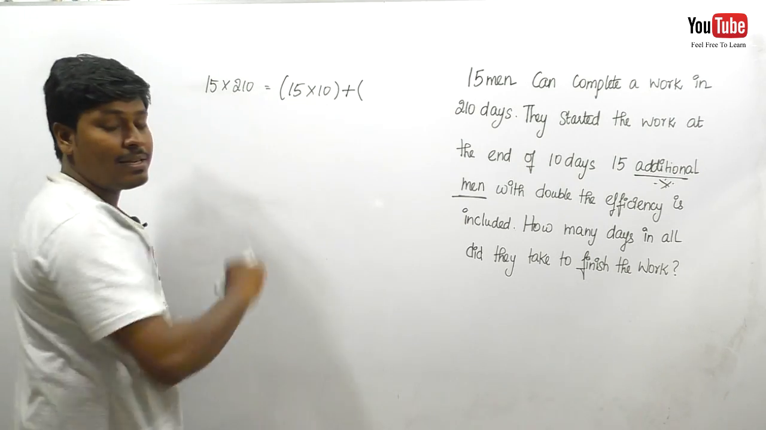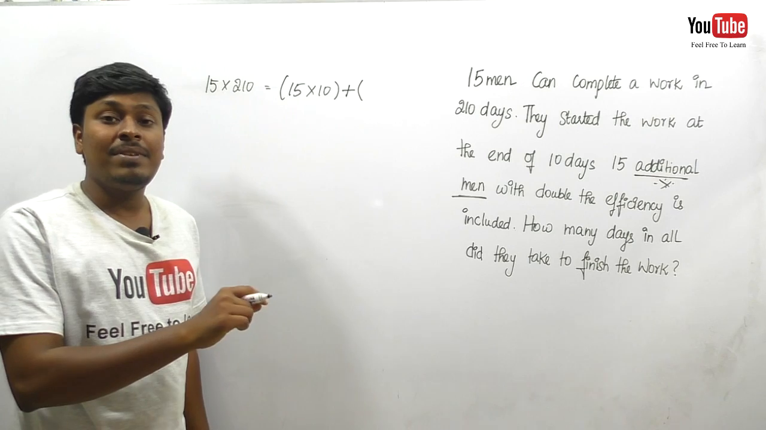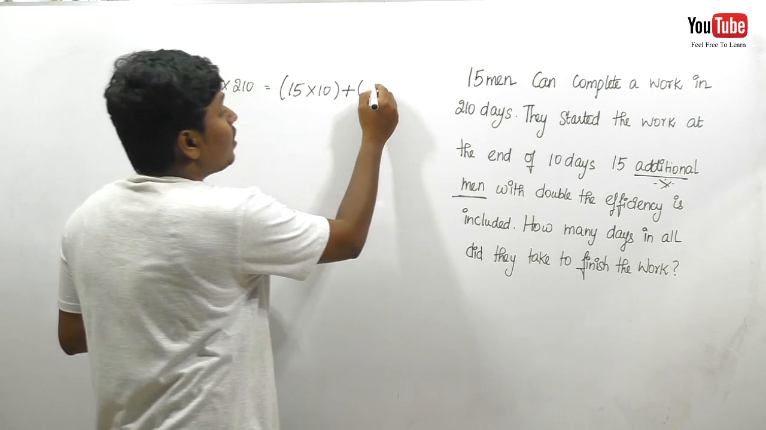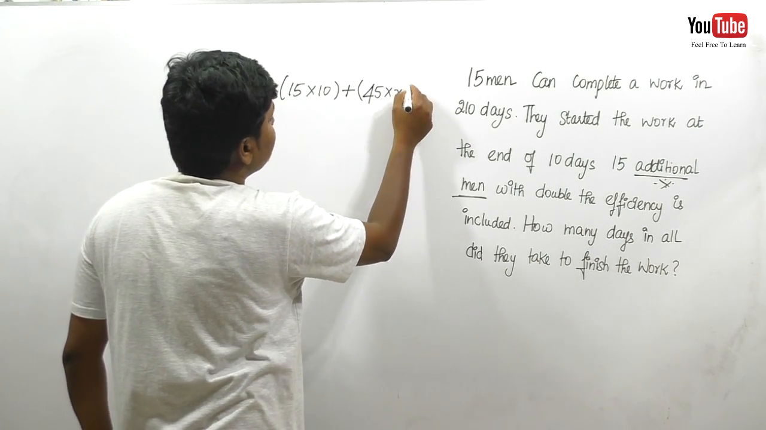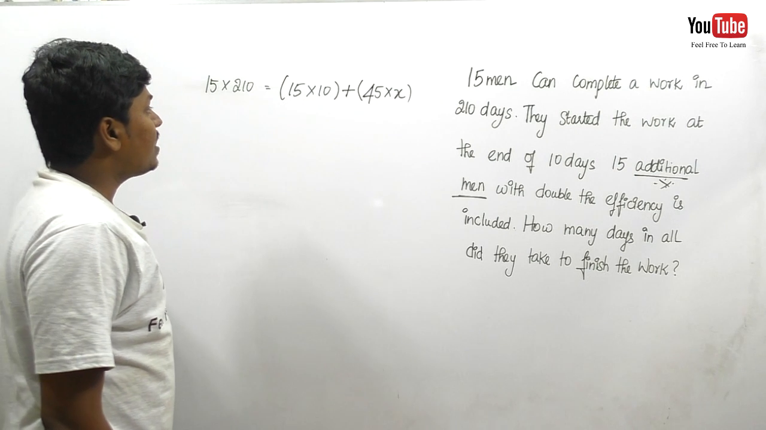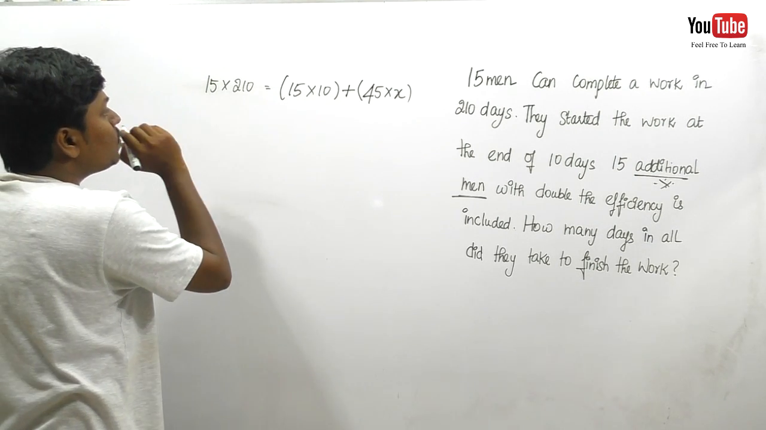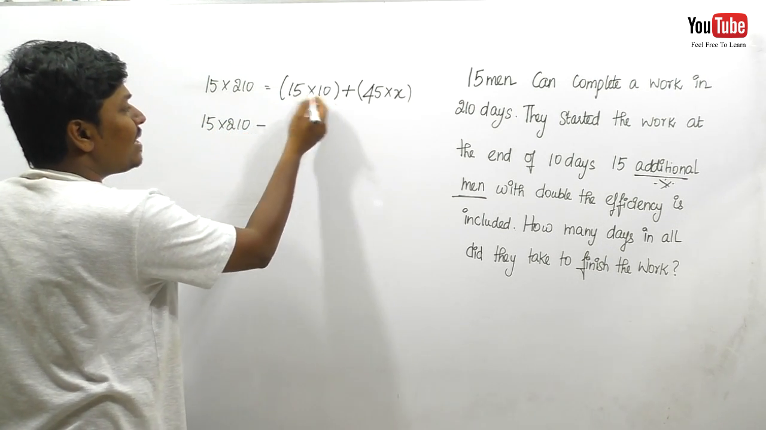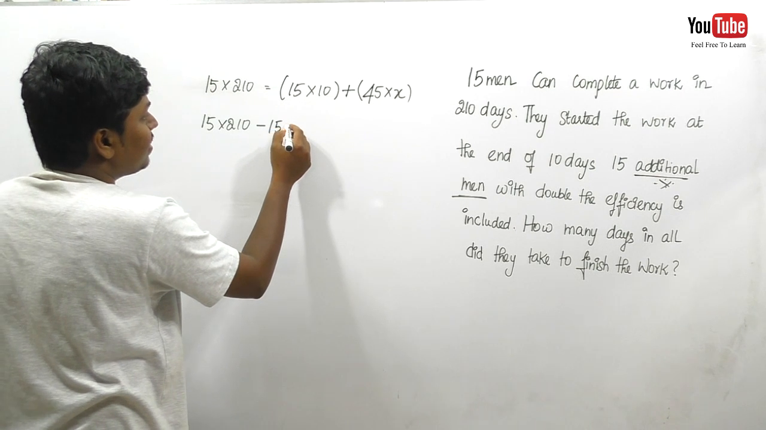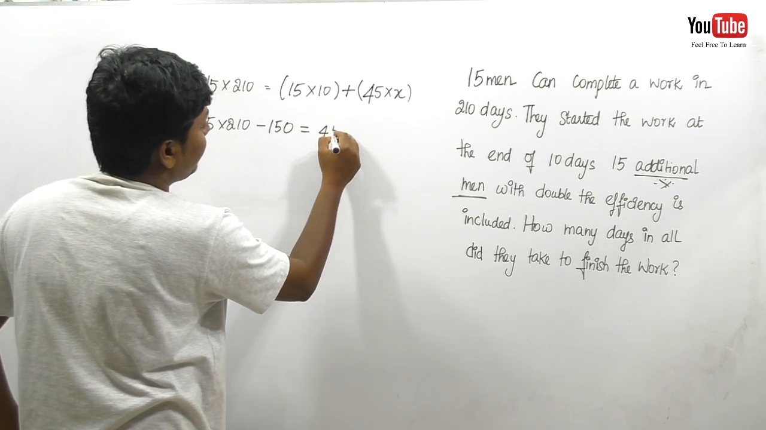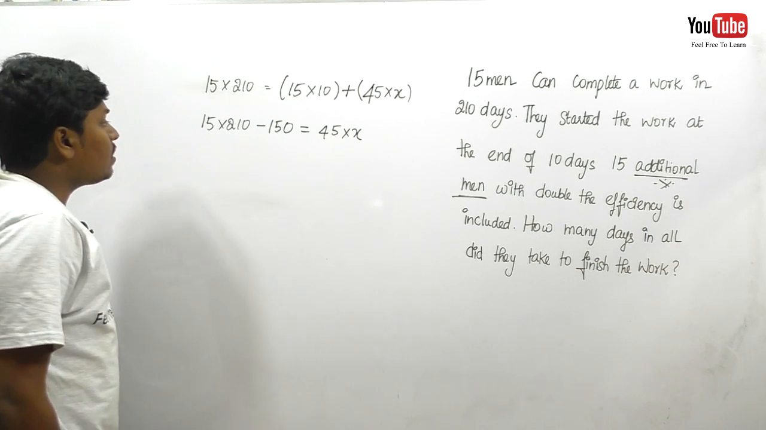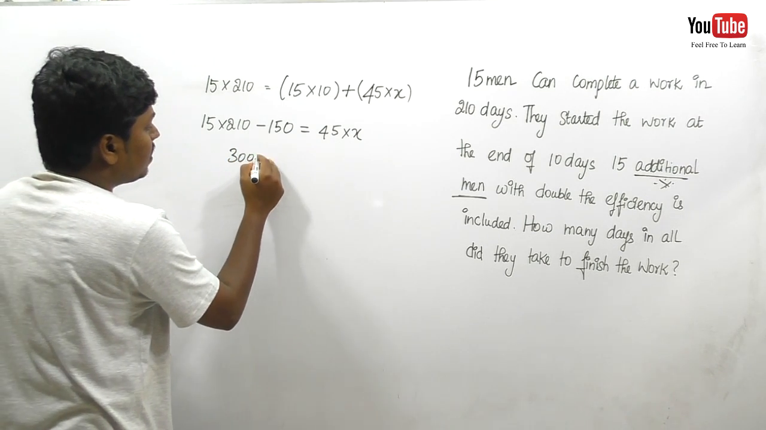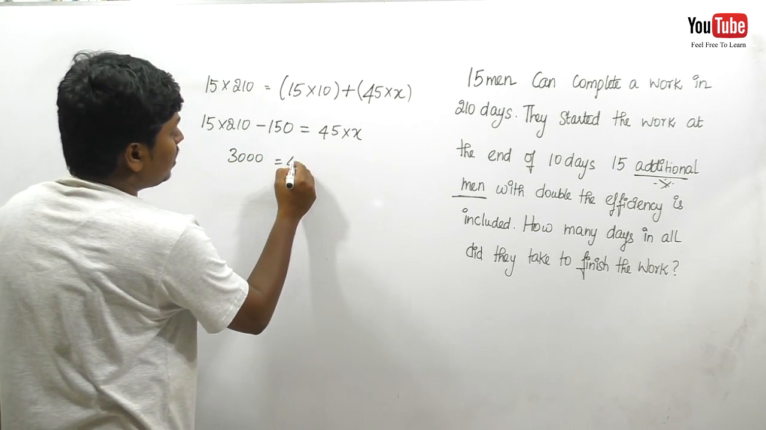Already here 15 men are working. Now additionally 15 men with double the efficiency, that means 30 men are added with these 15 men. So I can say that 45 men into x. We don't know how much time they are taking to finish this work. So let me try to solve this equation, friends. Where 15 into 10, okay, 15 into 10, then minus 15 into 10 will be 150, so minus 150 equal to 45 into x. I think 15 into 10 will be 150, so I think this will be 3000, friends. So 3000 equal to 45 into x.